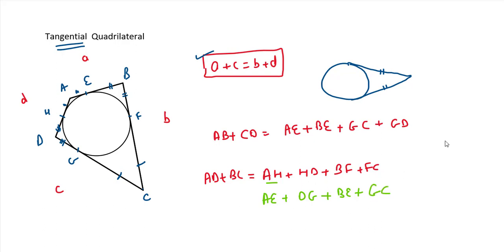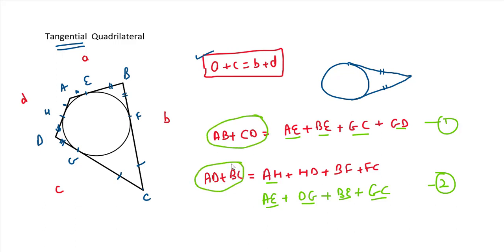Now if you look at these two equations, you will find that all the terms are same. We have AE here, we have GD here, we have BE, GC and GC. From this we can say that equation 1 is equal to equation 2, therefore the sum of the opposite sides in a tangential quadrilateral are equal. This is an important property, please keep this in mind.